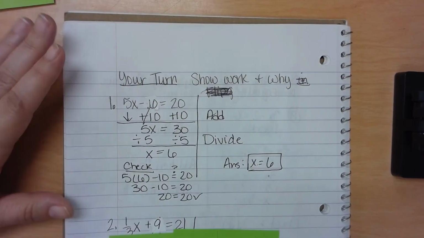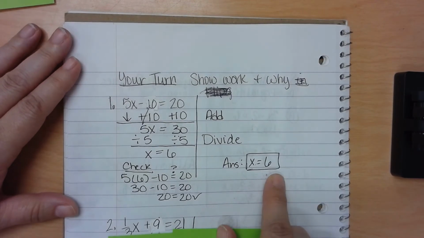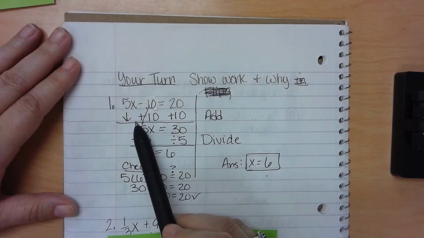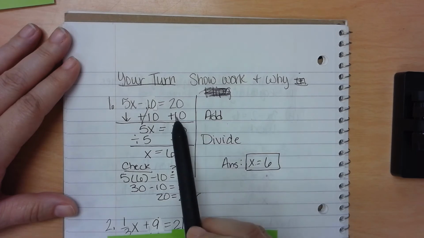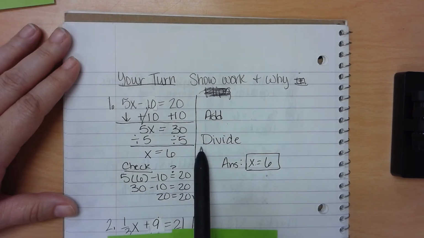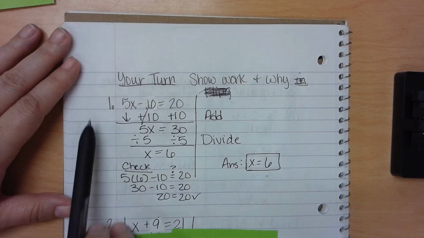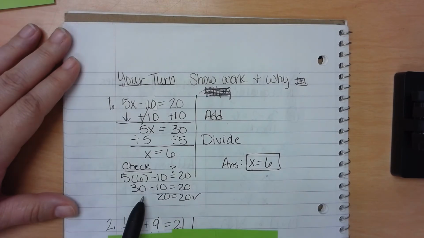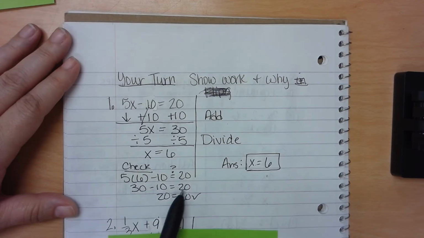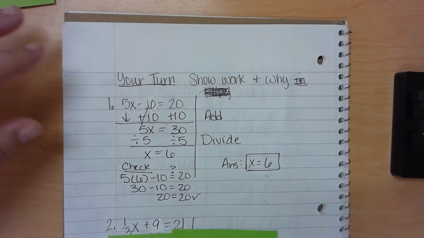Okay, so your solution should have been x is equal to 6, and double check your work. So you first should have added the 10 across, then you should have divided by 5 to get your 6. And then we double check it by putting our 6 back into the original equation so that we can find out: is 5 times 6 minus 10 equal to 20? Well, 5 times 6 is 30, minus 10 is 20, 20 is 20, so we're good.